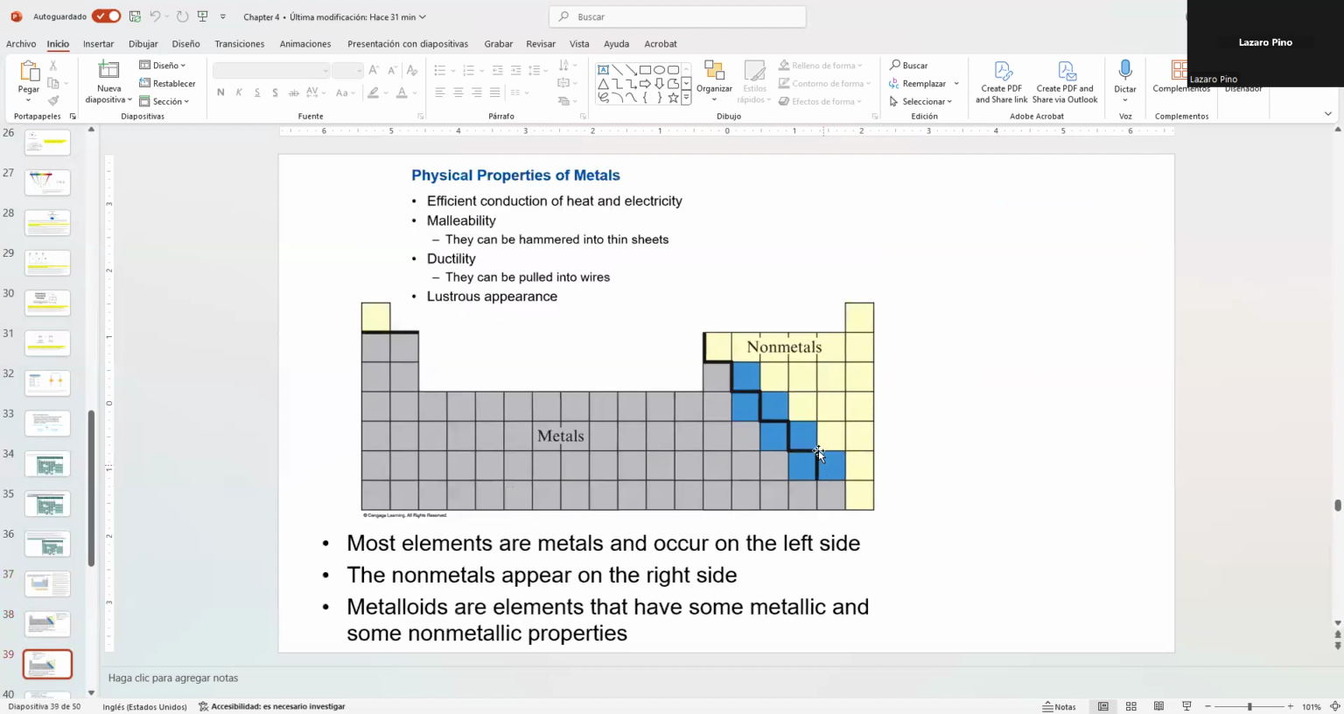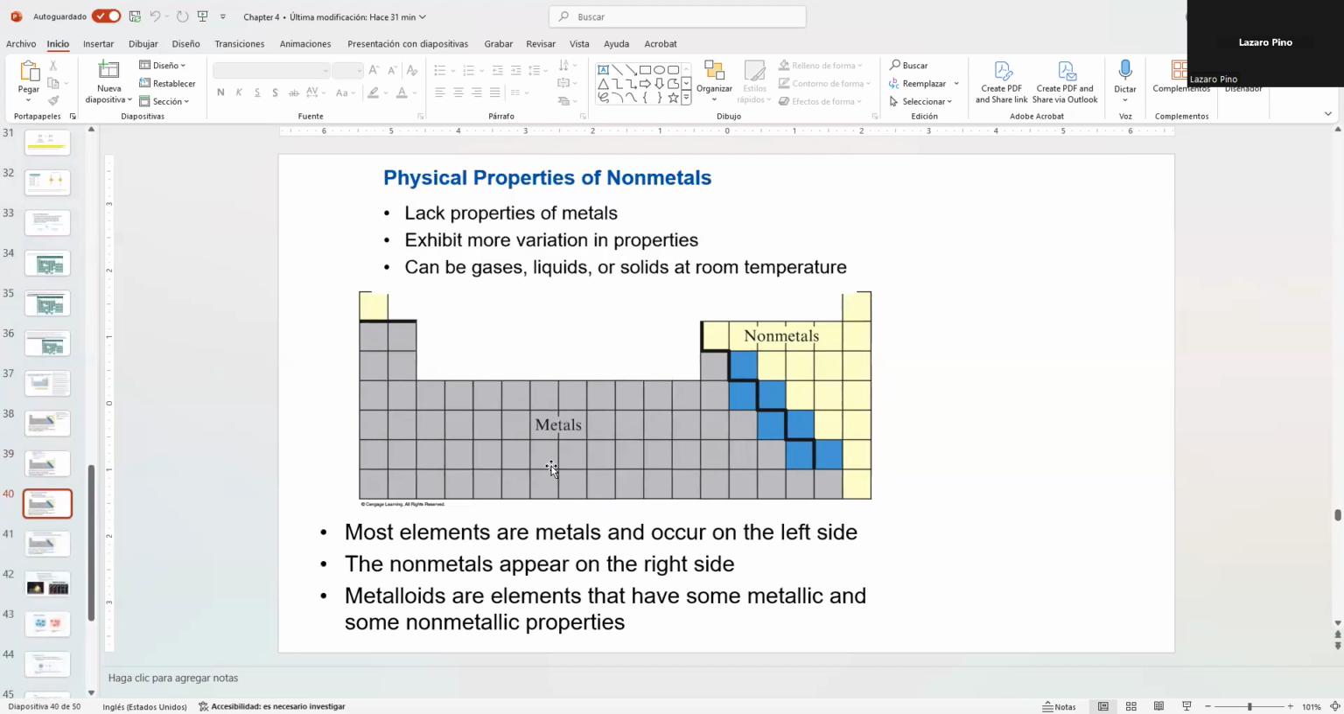So the non-metals are to the right, the metals are to the left. Here we can see the non-metals are different from the metals. They can be gases, liquids, solids at room temperature. They don't conduct electricity and so on.